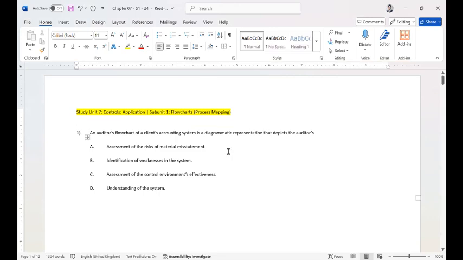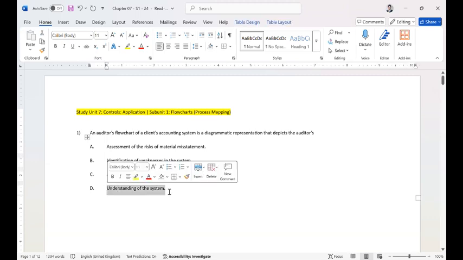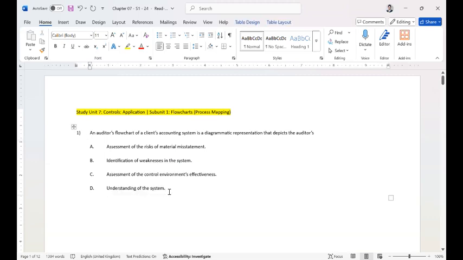In an auditor's flowchart for a client's accounting system, flowcharts are diagrammatic representations of the auditor's assessment of what? It's D, yeah? Auditor's understanding of the system. So you flowchart it, and the flowchart will contain the processes, whether manual or automated, the documents generated from the processes, who is doing what. So it will document the understanding.